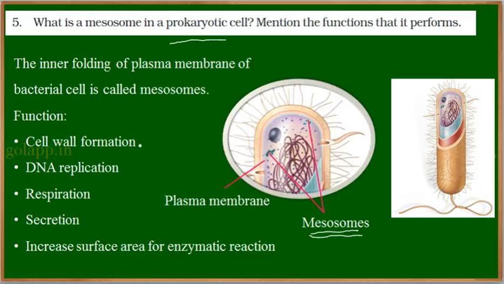The first one is cell wall formation. Every bacteria is surrounded by an outer structure called the cell membrane. So this is the plasma membrane. Outside the plasma membrane, there is one more layer which is called the cell wall. The cell wall is formed by, secreted by, the enzymes present in the mesosomes.